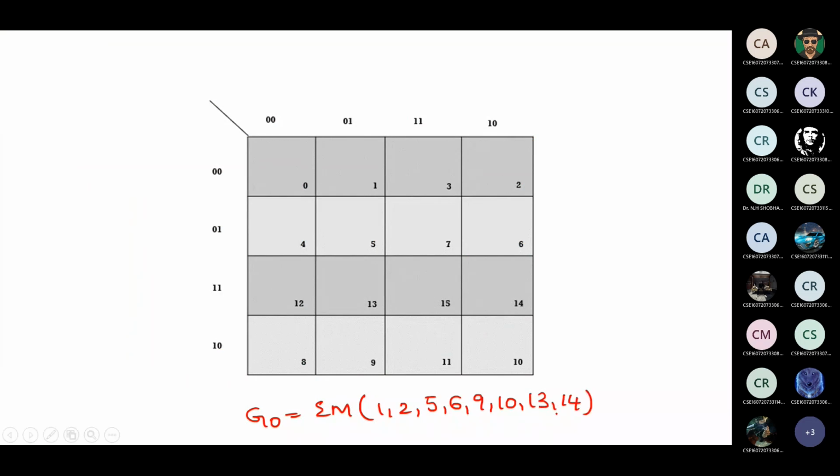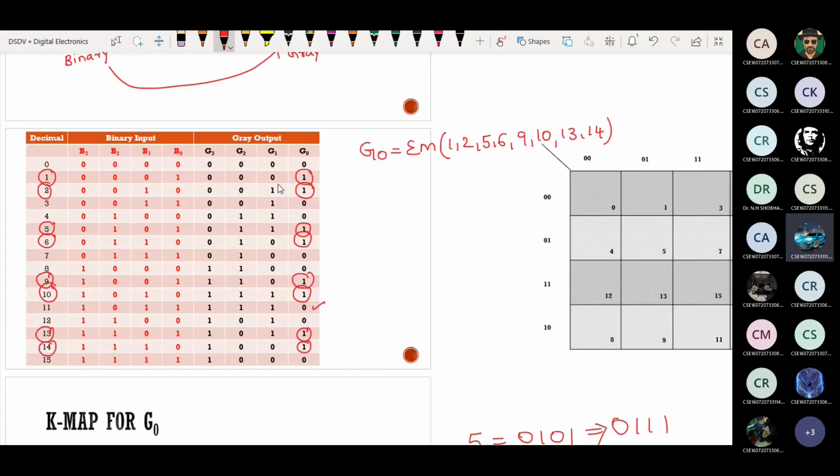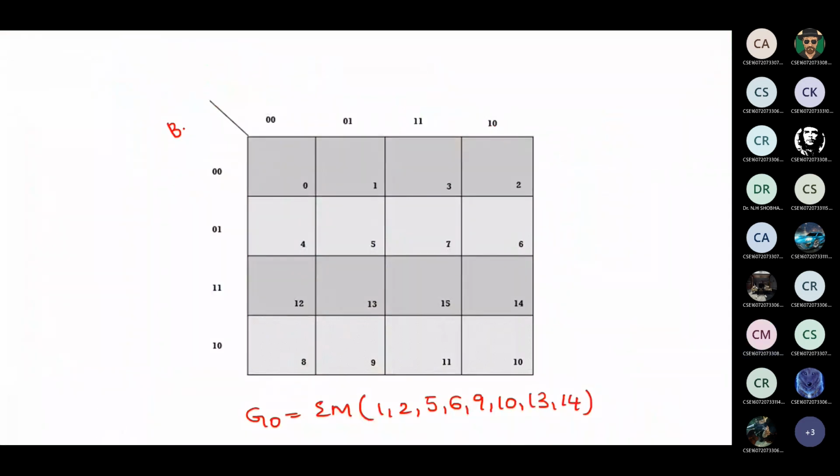Now tell me, should I do SOP or POS? SOP. In which position should I put 1? Here I have to take A, B, C, D. Not ABCD. What are the inputs that you are giving? Check the diagram. What are the inputs? B3, B2, B1, B0. So you have to write B3, B2, B1, B0.